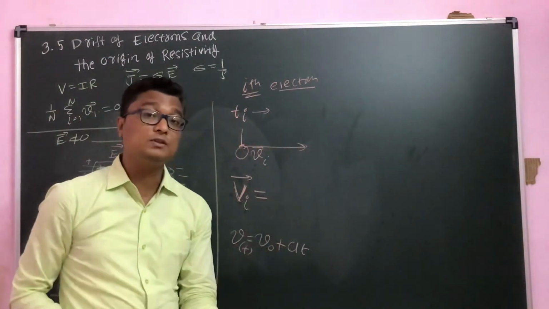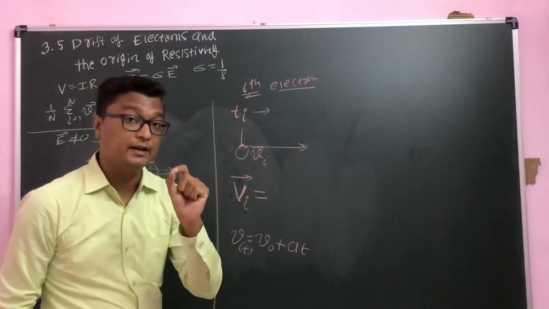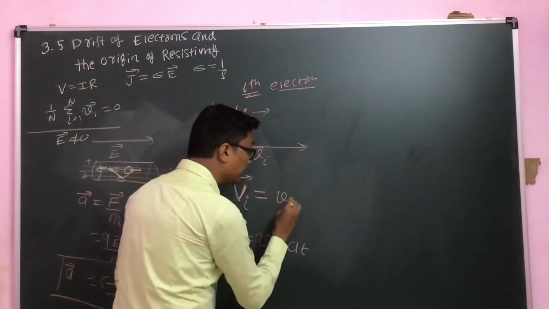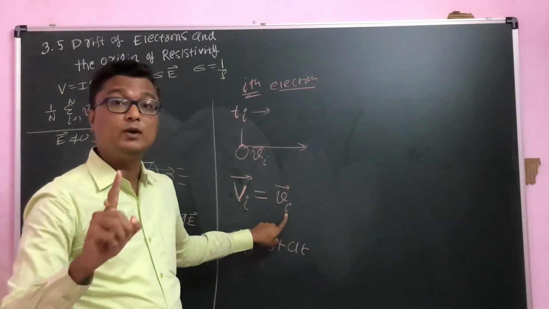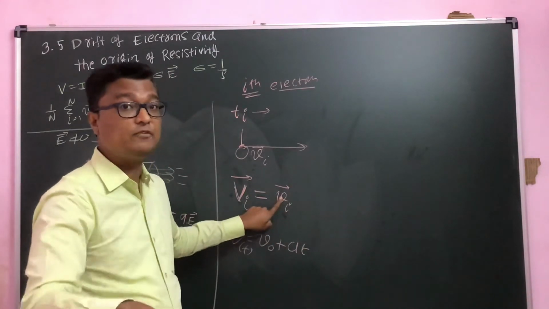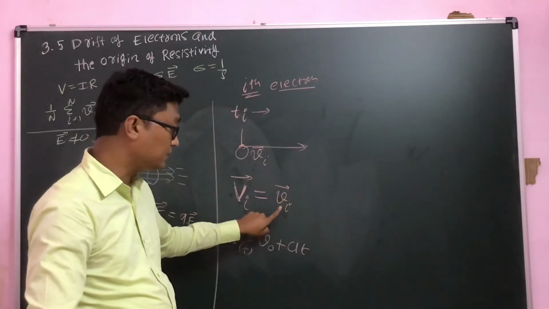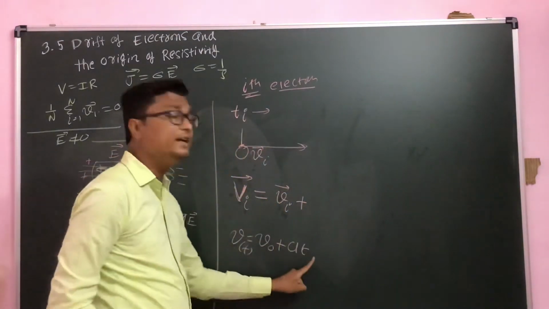At that time, what was its velocity? Its velocity was small vi, right? So here we will write it is small vi. What is I? I represents the ith electron's initial velocity, right? Over here, this symbol. Plus a into t.